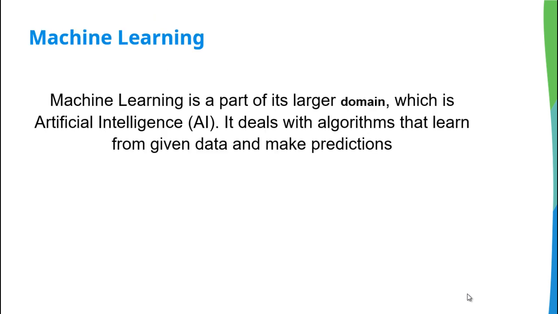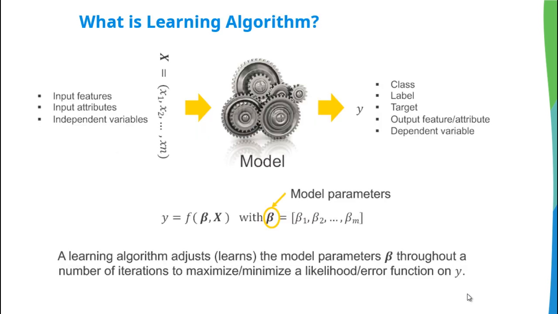Then, what is machine learning? Of course, we generally understand that machine learning is a part of a larger domain, which is artificial intelligence. It deals with algorithms that learn from given data and make predictions. Simply said, we have different types of machine learning algorithms. But before that, we understand that an algorithm builds a model by collecting input parameters and outputting target parameters, which are output features.